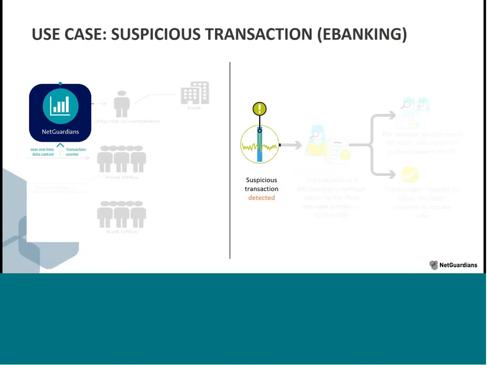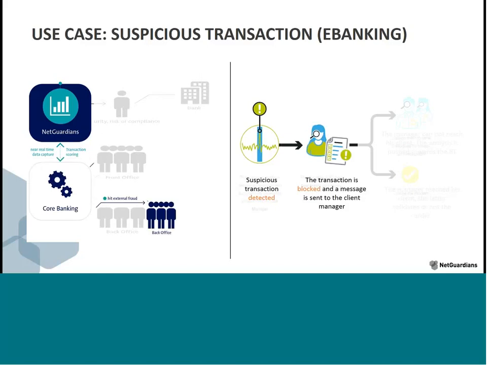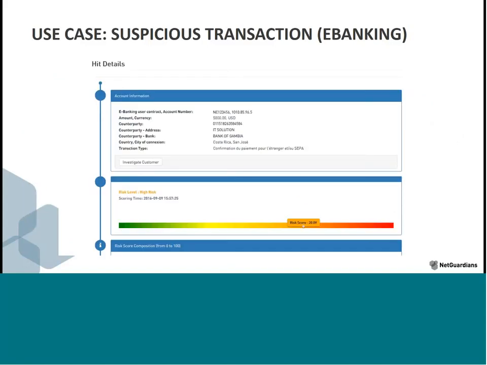And then just to dive deeper into the NetGuardians action, once we do the scoring of that transaction, suppose there's a suspicious transaction that has been detected. The transaction is blocked, and as we saw, a message is sent to the client's manager so that they can take action. It could be customer service, but somebody within the institution will be notified. And this notification process is purely dynamic, so you can set as many notifiers within the system as possible at the first line or the second line defense.